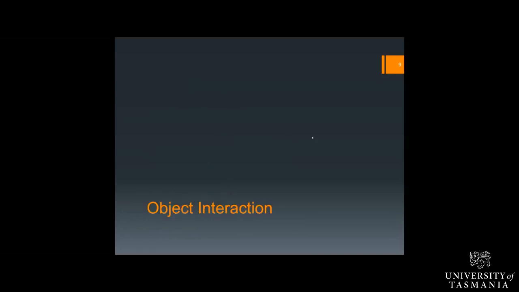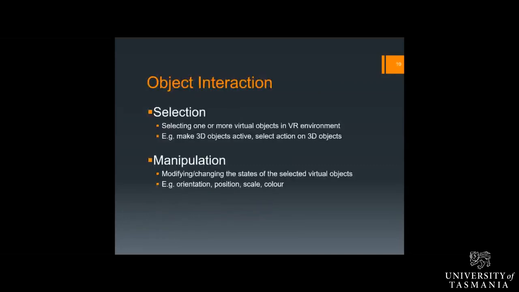So object interaction. There are two very main things that people use, which is selection. Okay, inside VR, you're selecting, you click on something. So you select a virtual object in VR to create interaction. And then you can have an option to do manipulation, so modifying, changing the state of the object.